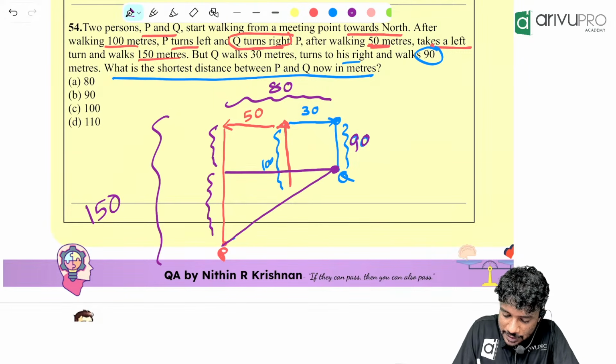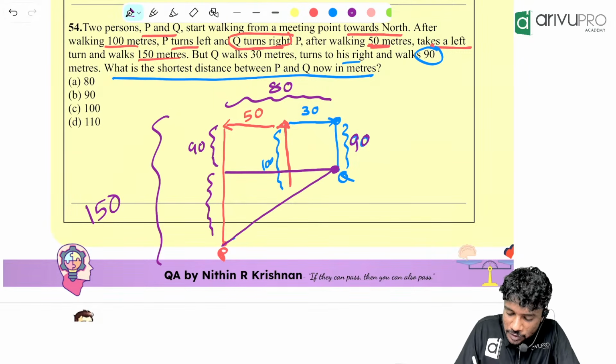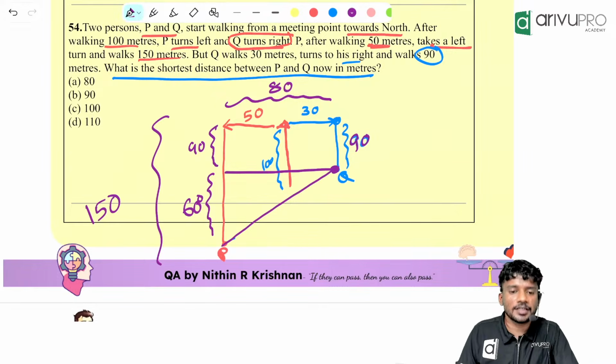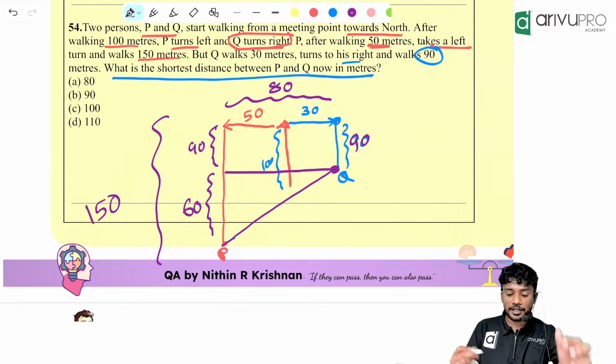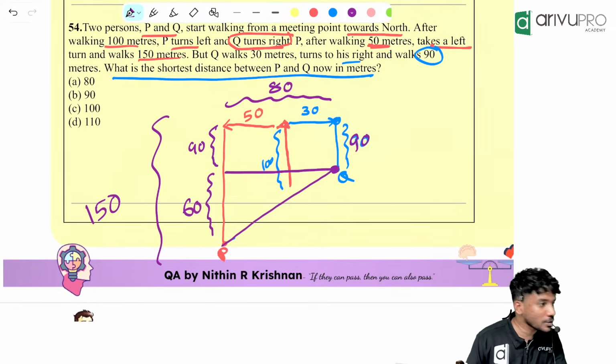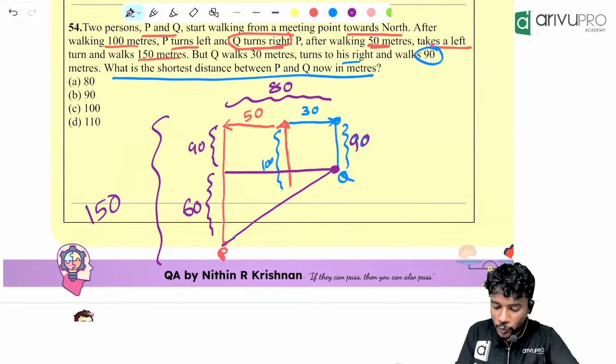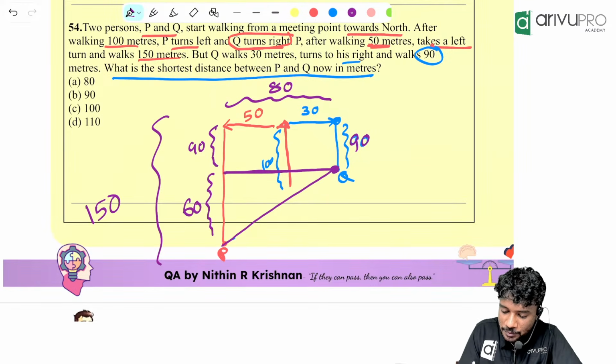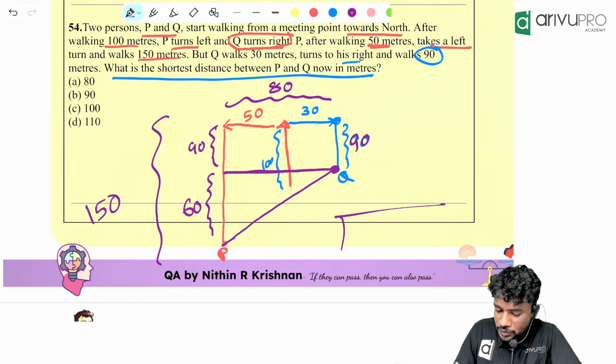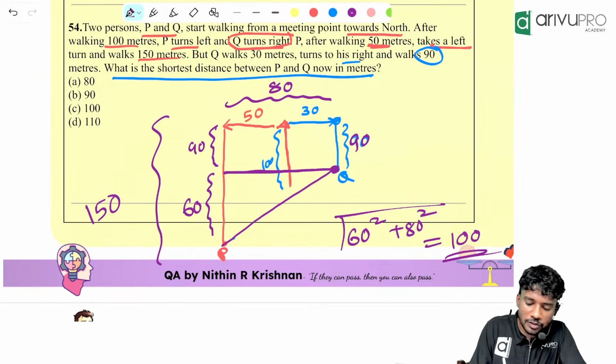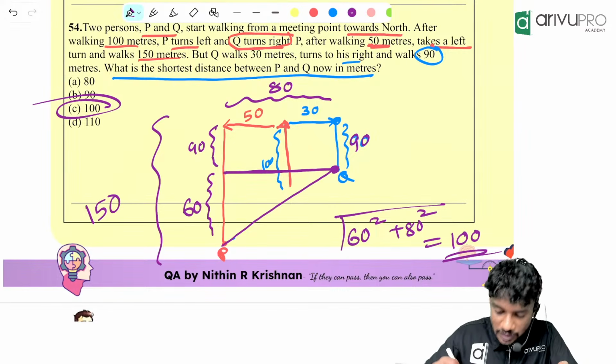If you ask me, till here it is 90. So this much will be what, people? 60. Okay, 60 will be the remaining, because 90 plus 60 is how much, people? 150. Now take the Pythagoras and tell me, what is the hypotenuse? Root of 60 square plus 80 square. You are getting it to be how much? The root of 10,000, which is coming to be 100. Which option is the answer? Option C is the answer.